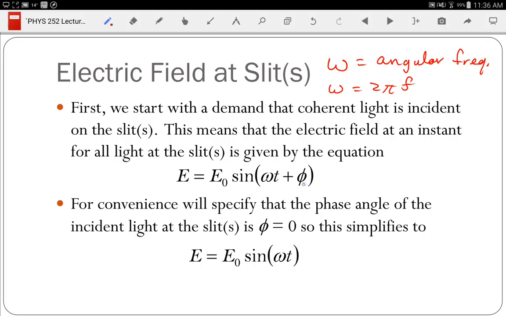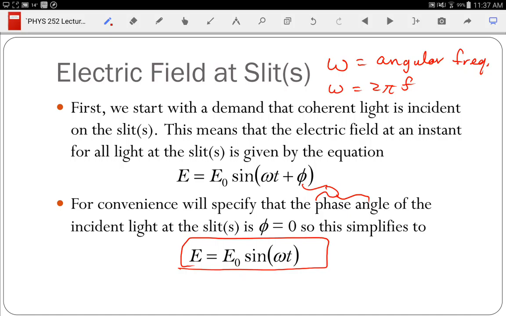And then this angle phi right here is your phase angle. And we will just arbitrarily say we're going to set our time equals 0 so phi is 0. Because depending on when you set time equals 0, you get different values for phi. So you just arbitrarily set time 0 so that phi is 0. That gives us a slightly simpler way of writing the electric field oscillation like that.